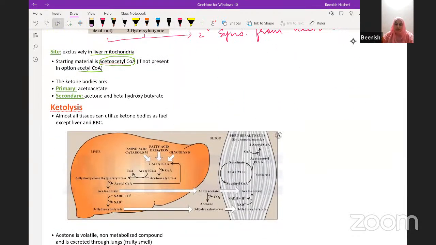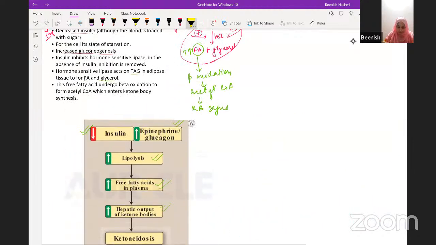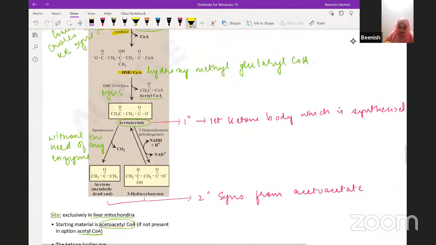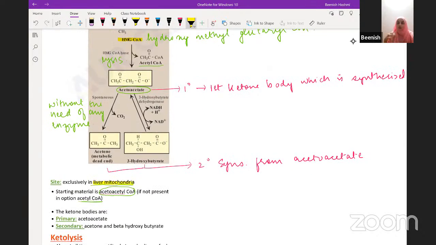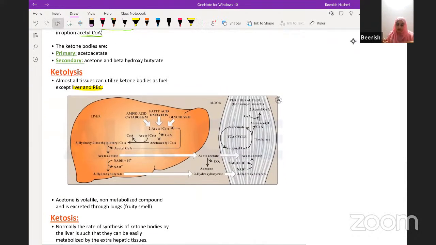Now let's move to ketolysis. Almost all tissues can utilize ketone bodies as fuel except liver and RBC. Very important. Liver is involved in the synthesis of ketone bodies, but it never itself utilizes ketone bodies. Okay. Now let's have a look at the ketolysis or the utilization, how does it take place?